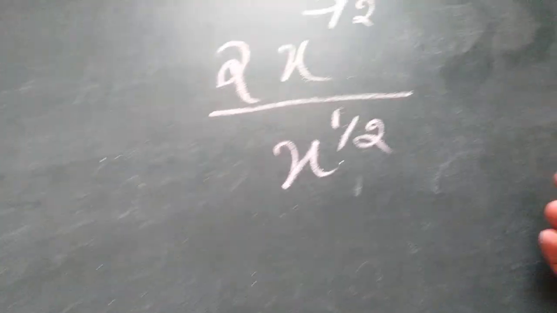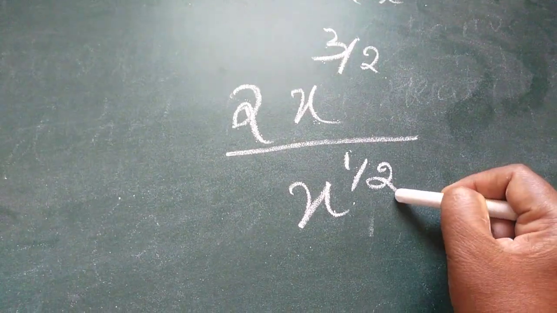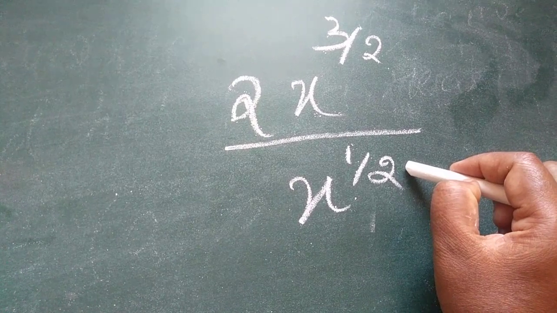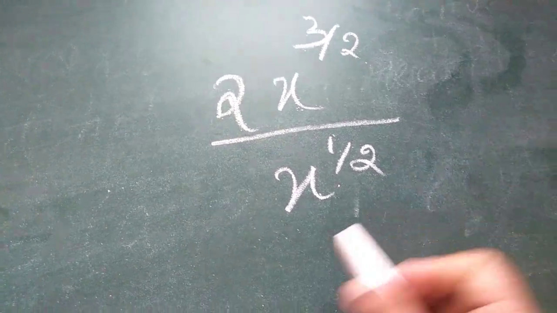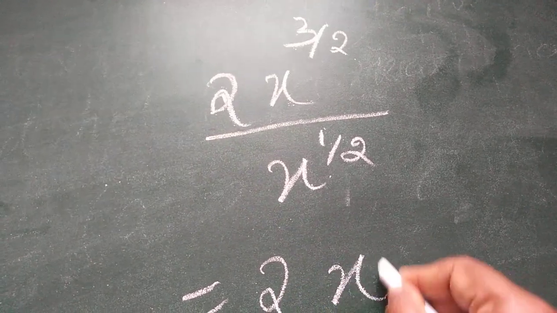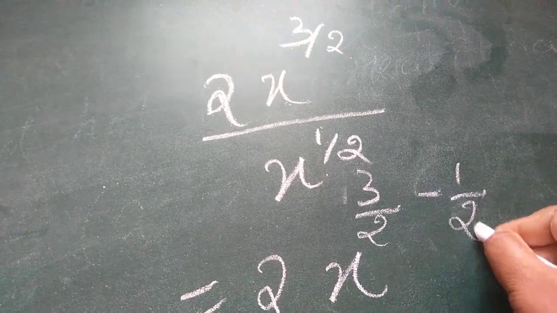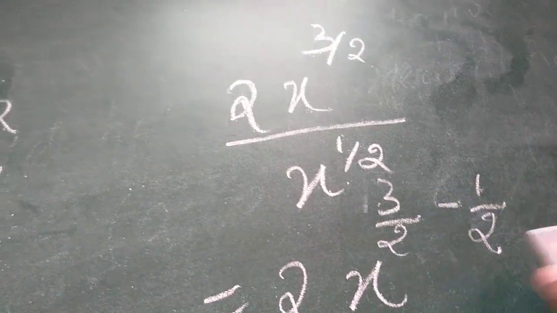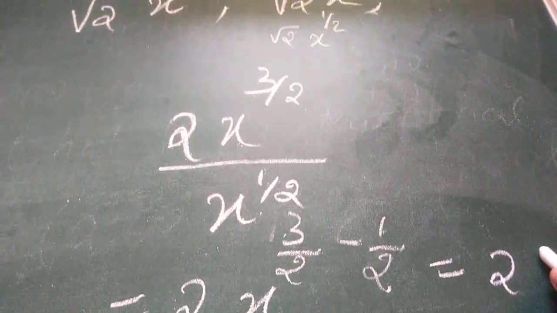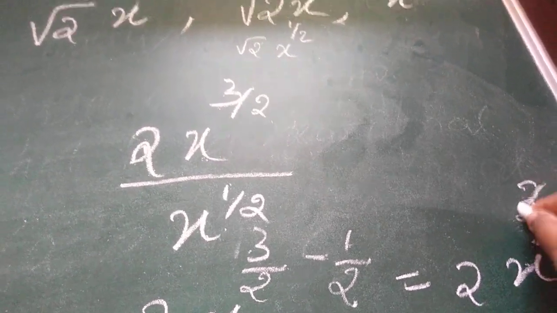Coming to this question, see here, the power is 3 by 2. Here also the power is 1 by 2. And as soon as you see this question, you will say that it is not a polynomial. But when you calculate this according to the laws of indices, 2 into x to the power of 3 by 2 minus 1 by 2, 3 minus 1, it is 2 into x to the power of 2 by 2. 2 and 2 get cancelled.